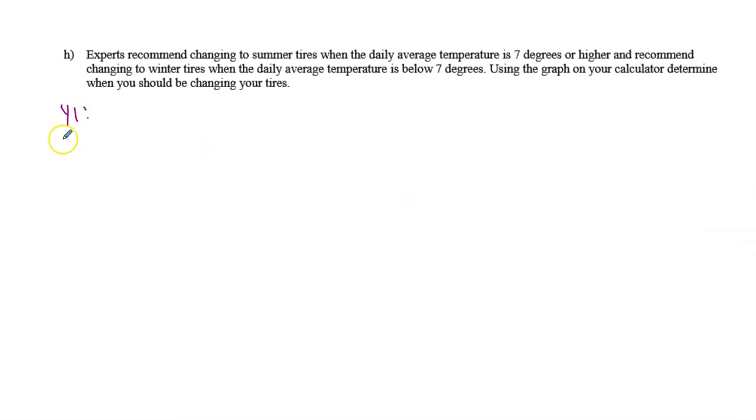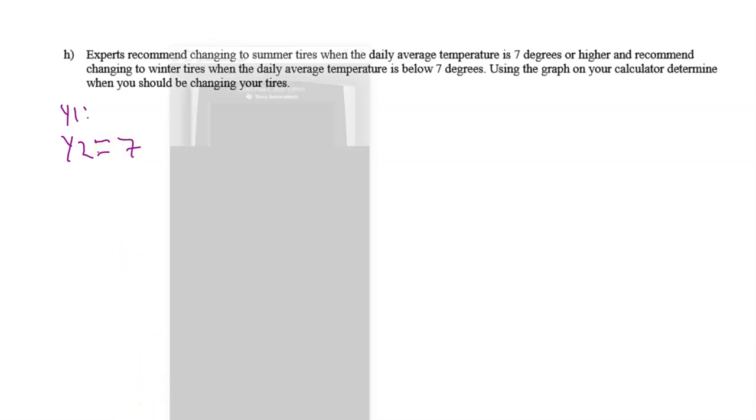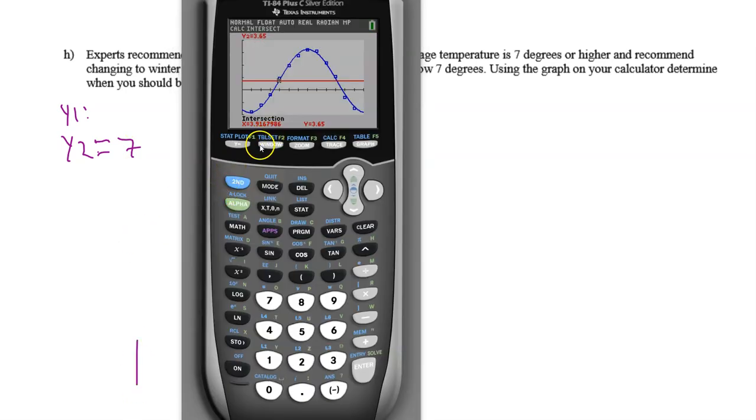Okay, so I should be listing Y1. So Y2 is going to be 7. Y1 is going to be my equation, so I'm going to have to pull the calculator up. And all I need to do is pop up to the, we'll go to the Y equals.